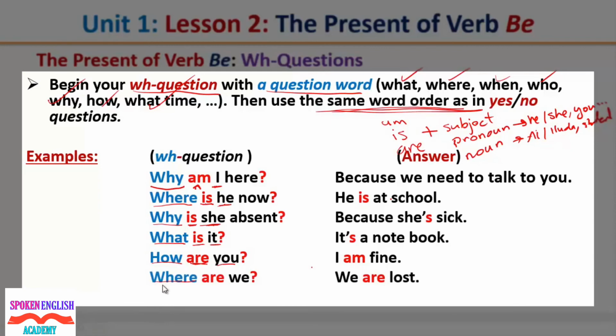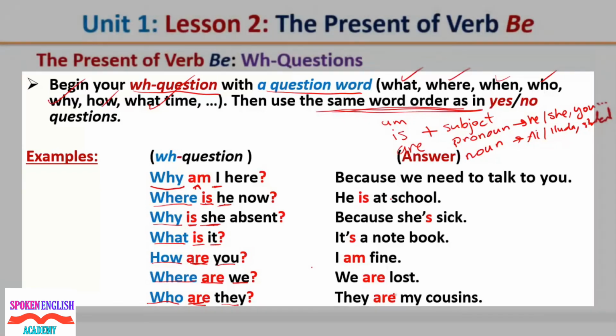Where are we? Where, a question word, are, a verb, we, a pronoun. We are lost. Who are they? Again, a question word, a verb, they, the pronoun. They are my cousins.